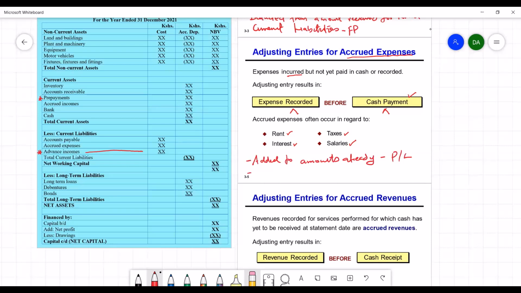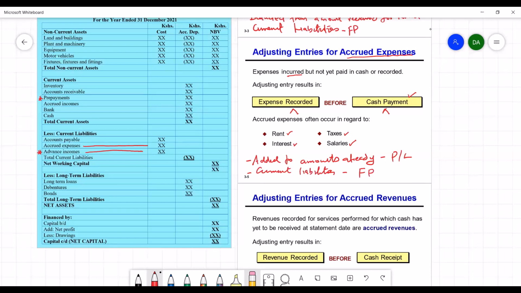And accrued expenses are also current liabilities in the statement of financial position. Therefore, if you look at the statement of financial position, you will find accrued expenses under current liabilities here. That is where they are found in the statement of financial position. But when reporting expenses in the statement of profit or loss, we need to add the amount already paid and the amount not yet paid, which is the accrued expenses.